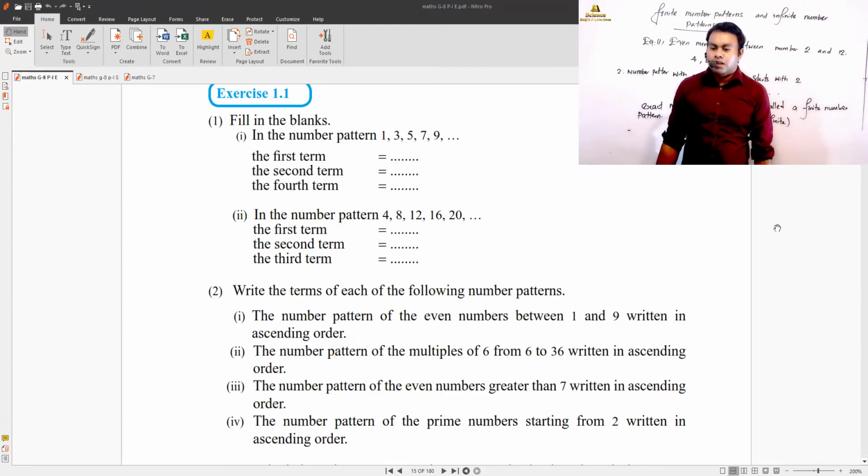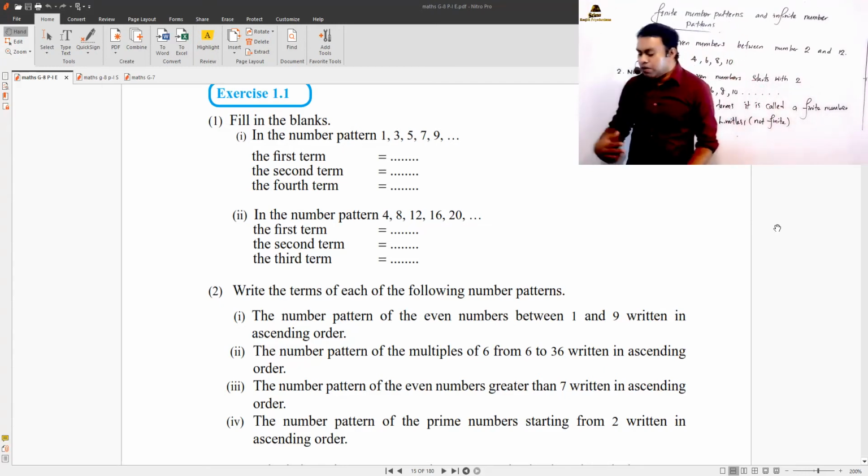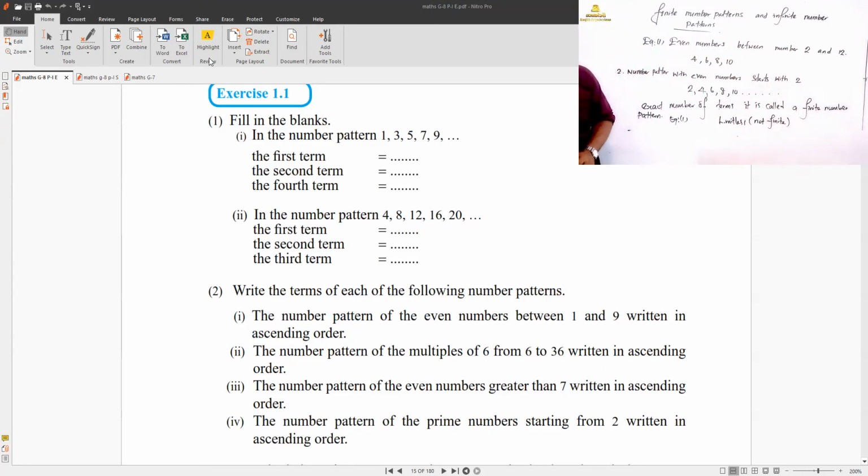Good, Tishan, Udita. Okay, let's do this exercise. Write exercise 1.1 and put the question number 2.